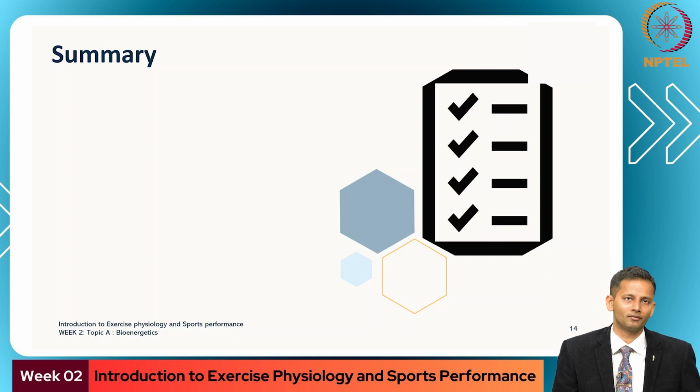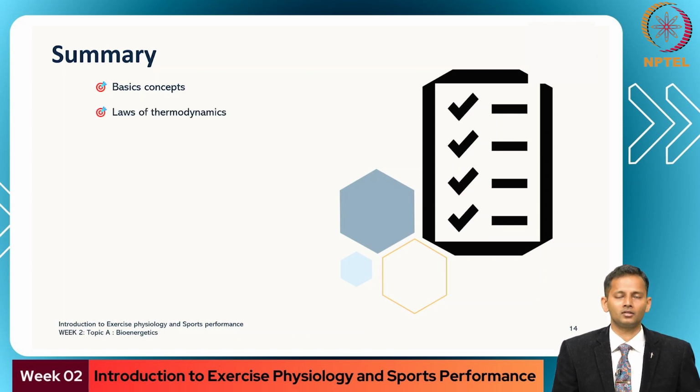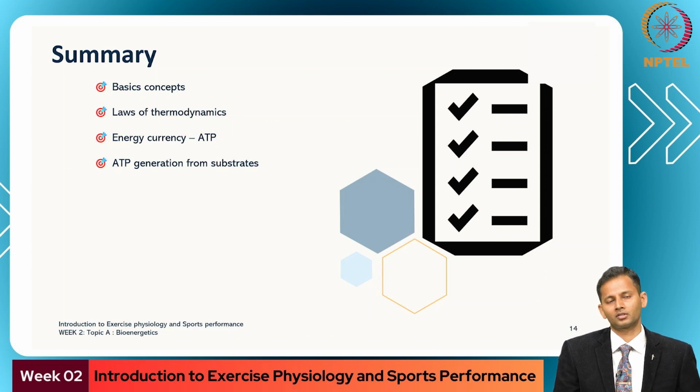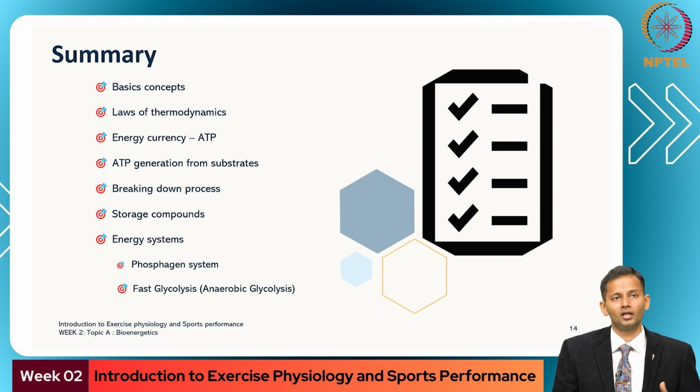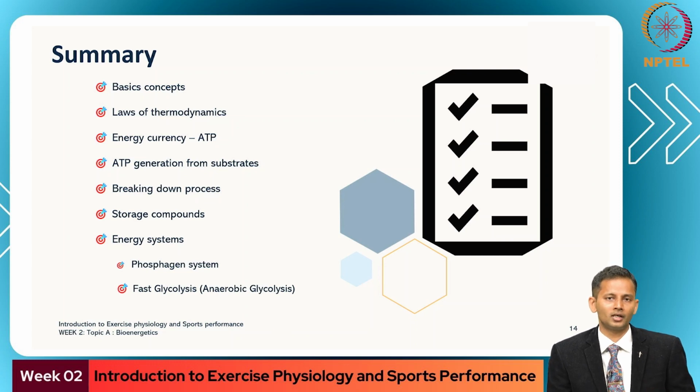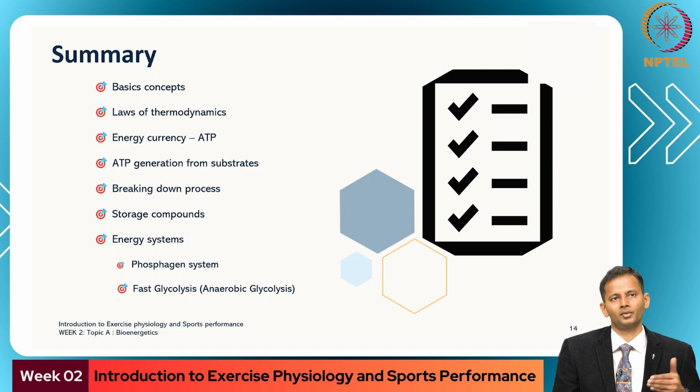To summarize whatever we have covered so far, we have discussed various basic concepts related to bioenergetics. We dealt with the laws of thermodynamics, energy transformation and entropy concepts. We learned that the energy currency is adenosine triphosphate, and we saw the chemical processes by which ATP generation happens, the breakdown process, the storage compounds, the reaction names, and the different energy systems. And we covered in depth the anaerobic energy systems, namely the phosphagen system and fast glycolysis.